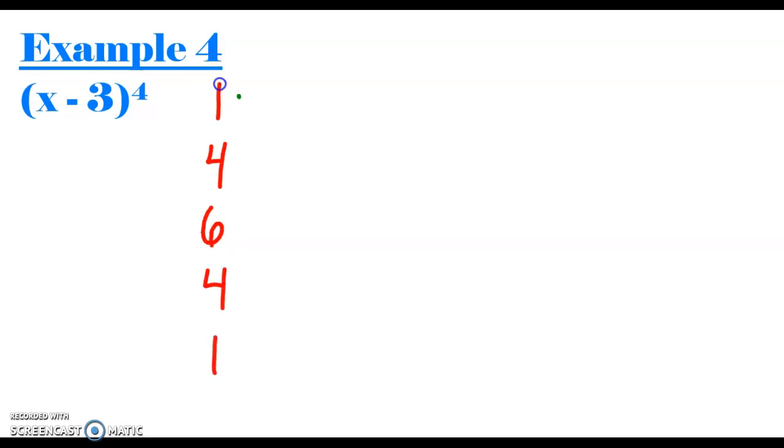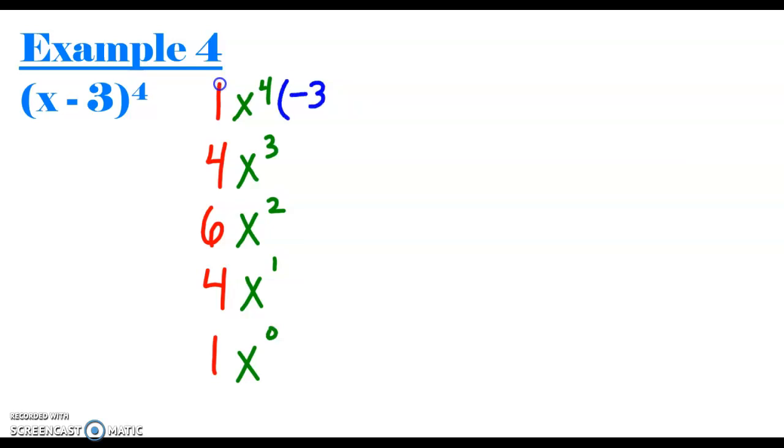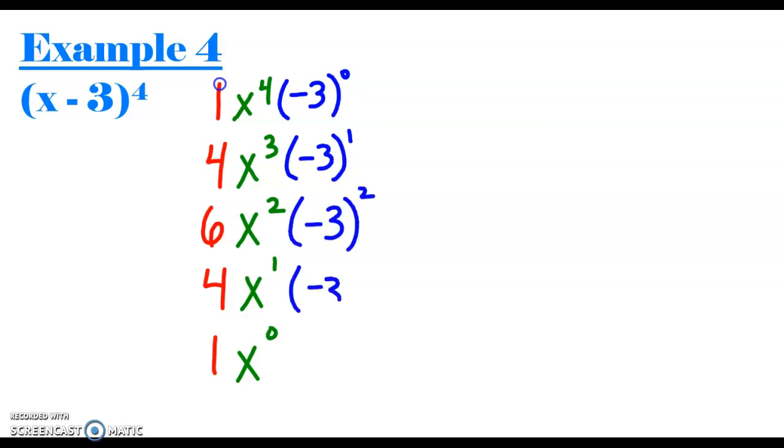So it goes 1, 4, 6, 4, 1. First term is x, so I go x to the 4th, x to the 3rd, x to the 2, x to the 1, x to the none. The second term is negative 3, right? So I have negative 3 to the power of 0, negative 3 to the power of 1, negative 3 to the power of 2, negative 3 to the power of 3, and negative 3 to the power of 4.